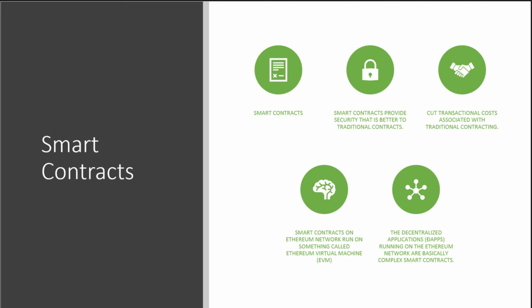But basically, smart contracts provide better security than traditional contracts. They could also cut costs. They're basically going to run on what's called an EVM. We're going to talk about that in a minute. And the dApps are basically a collection of smart contracts.